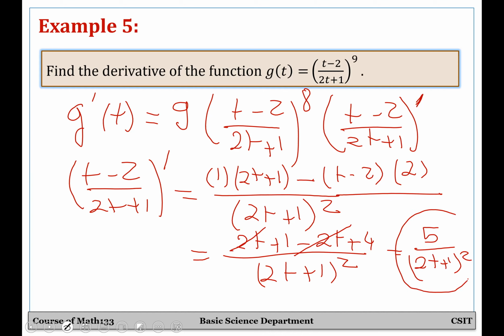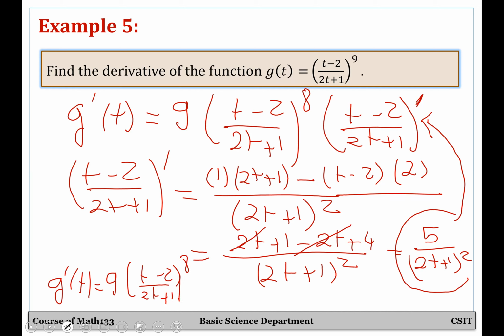This result, you will plug it here. So you will have at the final g prime of t is equal to 9 t minus 2 over 2t plus 1 over 8 times 5 over 2t plus 1 squared. I can write it differently, this one. There is 9 times 5, this is 45.